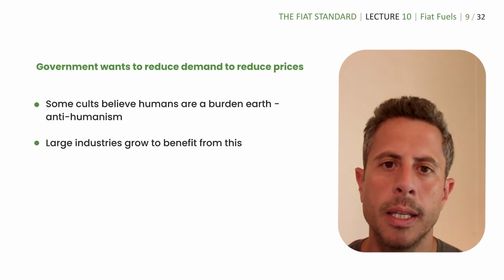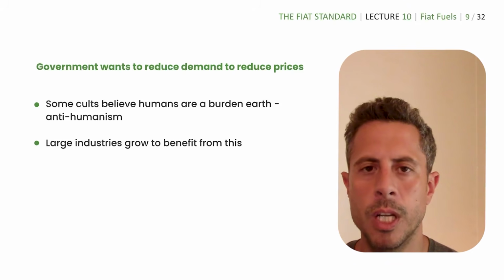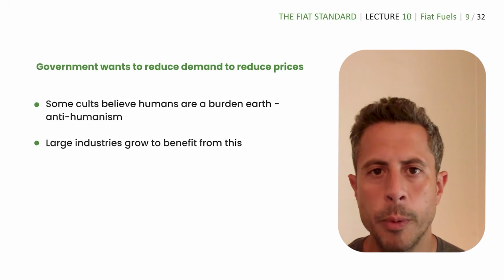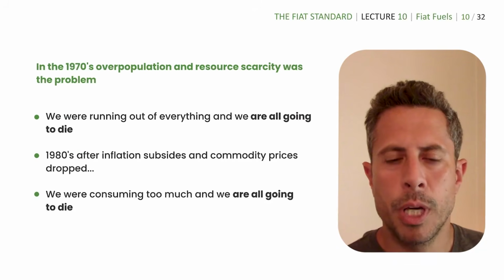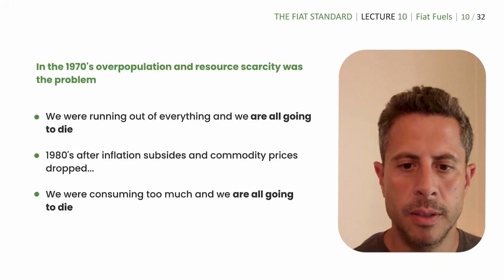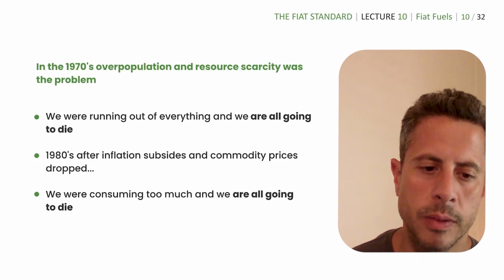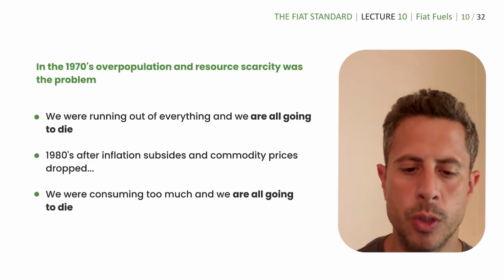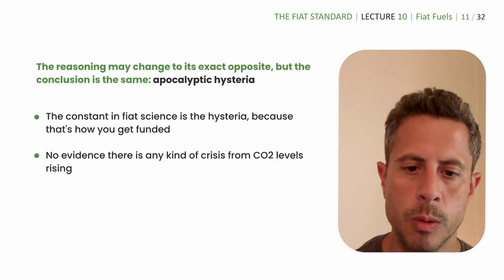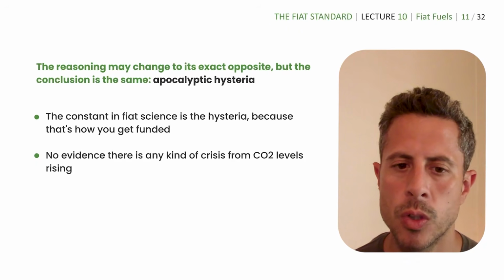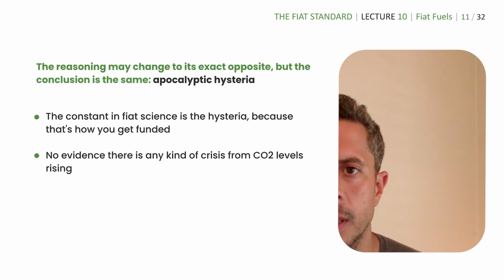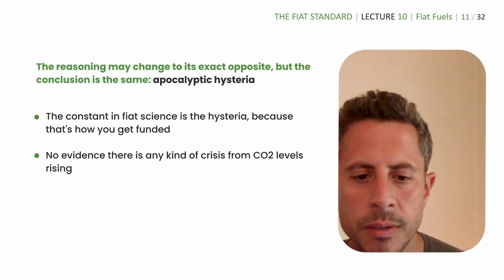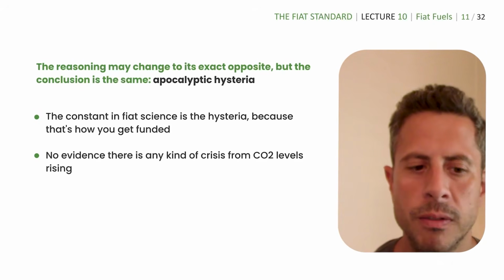So we're combining, oh no, there's inflation, so oil is going up, and we need to stop oil. But also, we're combining that with, if we keep consuming oil, we're going to burn the planet. And so we were running out of everything, and we were all going to die in the 1970s and the 1980s. We switched to, we're all going to die because we're consuming too much. The reasoning may change to its exact opposite, but the conclusion is the same. Apocalyptic hysteria, always. The constant in fiat science is the hysteria, because that's how you get funded.